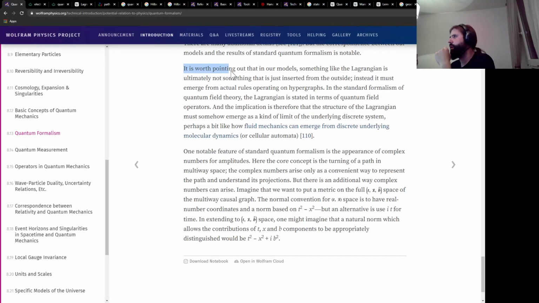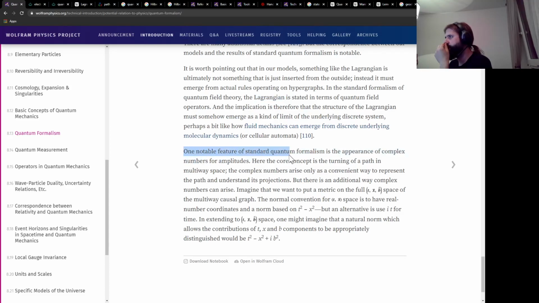It is worth pointing out that in our model, the Lagrangian is ultimately not something that is just inserted from the outside. Instead, it must emerge from actual rules operating on hypergraphs. In the standard formalism of quantum field theory, the Lagrangian is stated in terms of quantum field operators, and the implication is therefore that the structure of the Lagrangian must somehow emerge as a kind of limit of the underlying discrete system. Okay, so this Lagrangian thing is important.